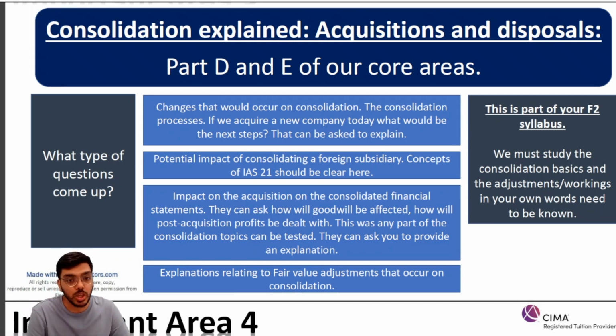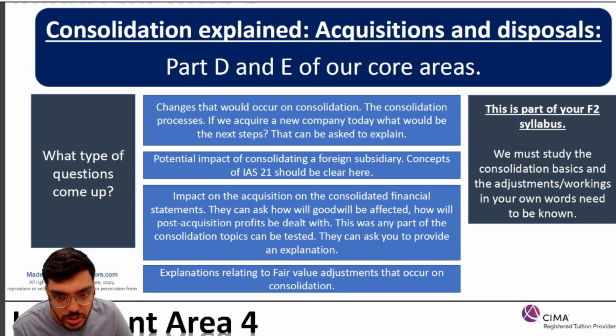Same way, they can ask the potential impact of consolidating a foreign subsidiary. If you acquired a company in your own country, consolidation is easy. But if you acquire a company which is in a foreign country, the subsidiary accounting then comes into the picture, because over here there will be different foreign exchange currencies, right? So concepts of IAS 21 should be clear here. So the impact of consolidating a local subsidiary and a foreign subsidiary, both should be present in your mind. Questions often revolve around the same.